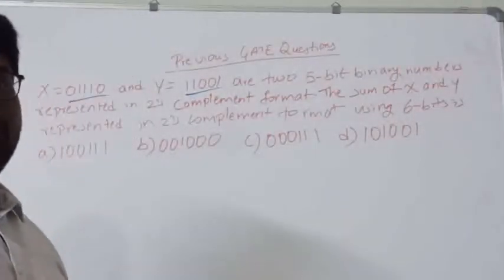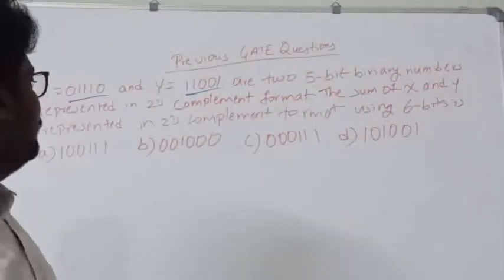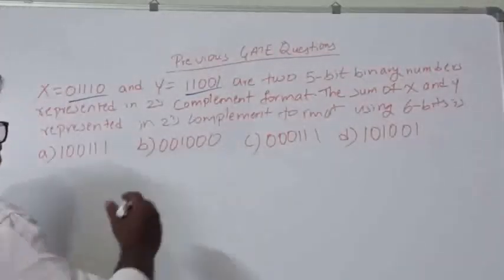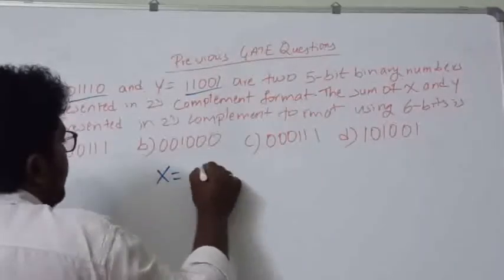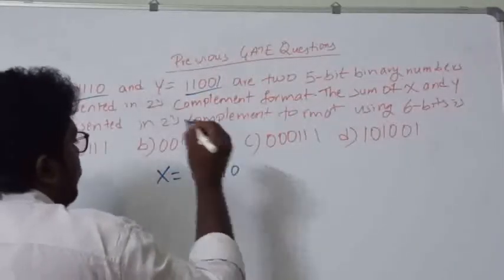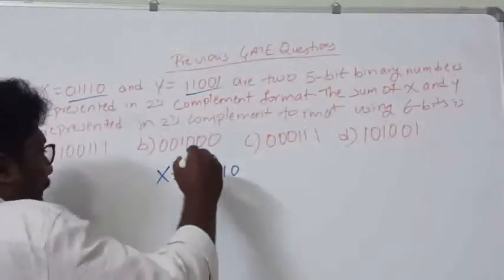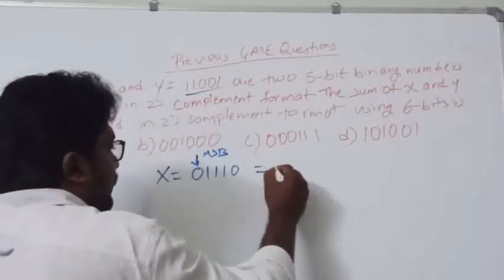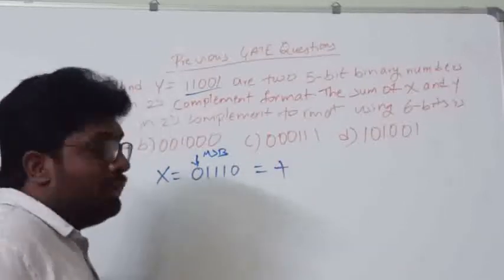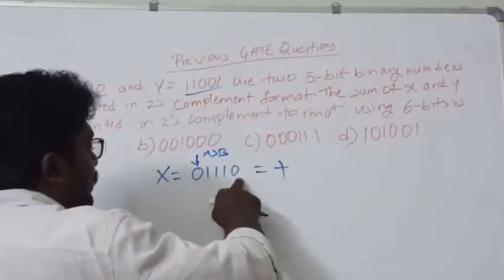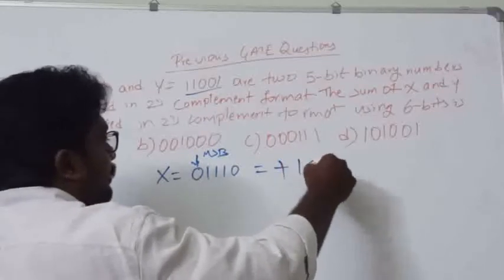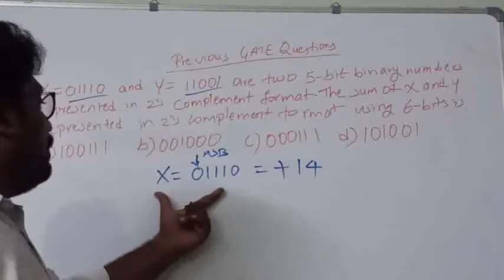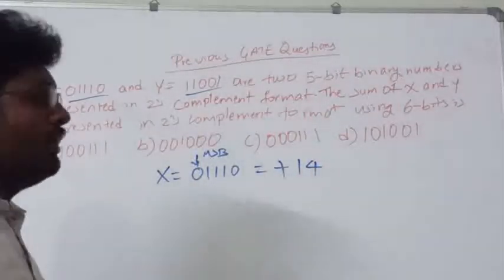So if we observe here, x is equal to 0 1 1 1 0. Here the MSB is 0, so the number is a positive number. So 1 1 1 0 means it is equal to 14. So the given number x is a positive number and it is equal to plus 14.